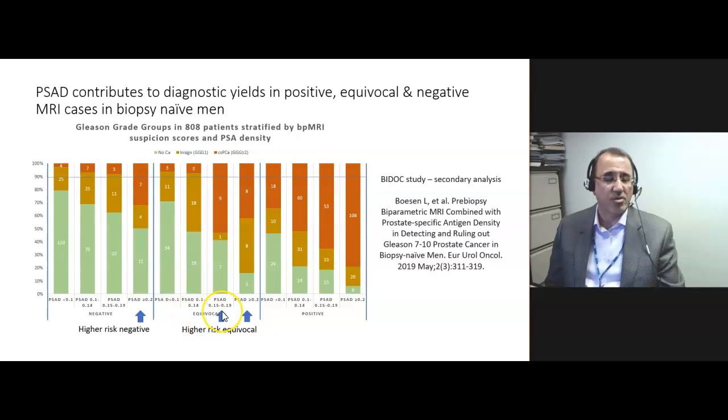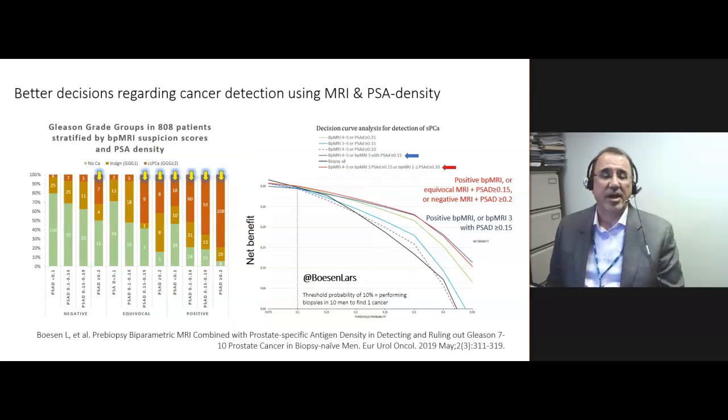People who are equivocal on the MRI but have a slightly lower PSA density threshold, you see 0.15 and above, these people should be biopsied. And of course, everybody else should also be biopsied. So any positive case should be biopsied regardless of PSA density. If you adopt this strategy, in fact, the net benefit for the use of MRI is the greatest. So you should biopsy positive biparametric MRIs, i.e. PIRADS 4 and 5, or a PIRADS 3 with a PSA density of greater than 0.15, and that's this blue line here.